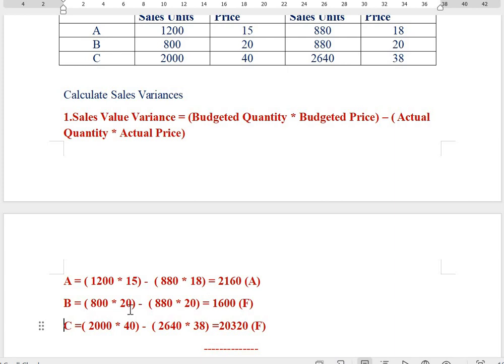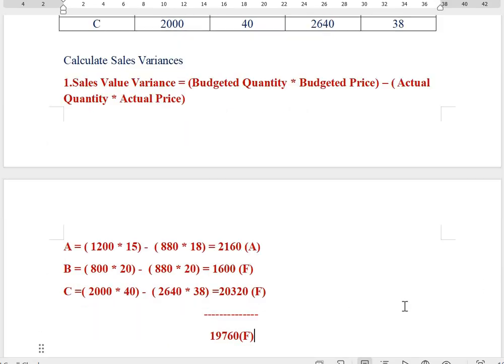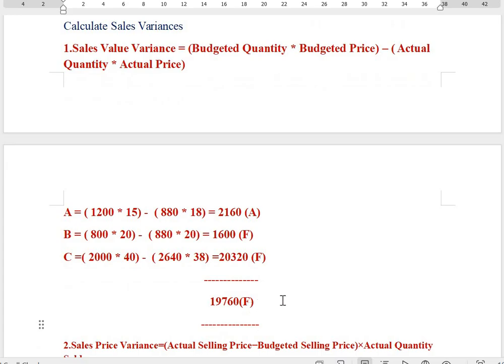Similarly for product B, 800 into 20 and 880 into 20. Budgeted gives 16,000, but 880 into 20 is more than that, so we get a favorable of 1,600. Actual is more, that's why it is favorable. Similarly for product C, 2,000 into 40 and 2,640 into 38. Actual is more, so we get a favorable of 20,320. So there are two favorable and one adverse. We add the favorables together and subtract the adverse, and the net is 19,760 favorable.